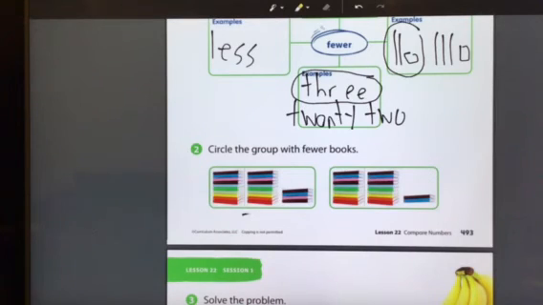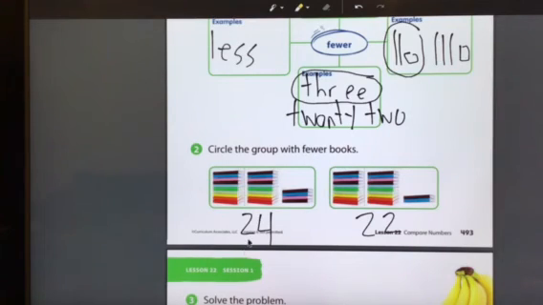I'm going to write the number 24 underneath here just in case I forget when I go to count these books over here. So these are the same size stack as these, so I know that there's 10 in each of these stacks also. So 10, 20, 21, 22. So over here is 22. Now let me go back to what the direction was asking me to do. And it says, circle the group with fewer books.